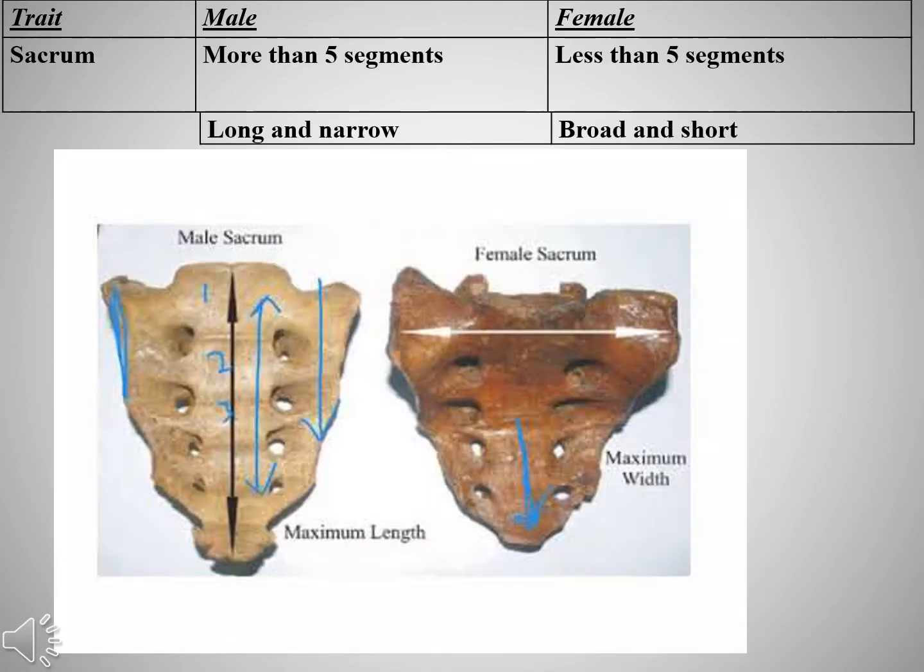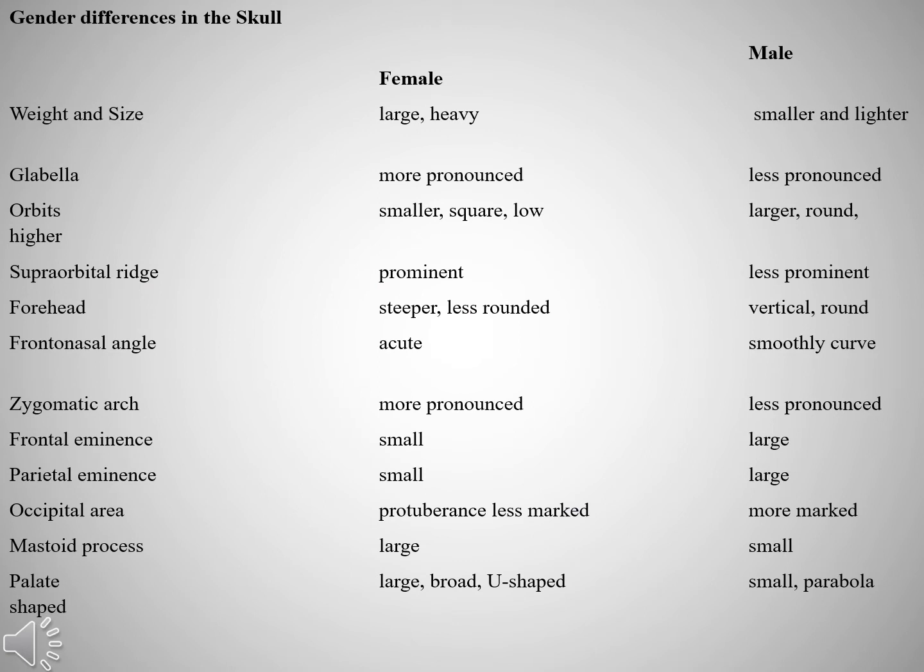In the male pelvis, the sacrum is long and narrow and it contains more than 5 segments. And in the female pelvis, the sacrum usually has less than 5 segments and it's broad and short. In this slide, you can see the gender differences in the skull.